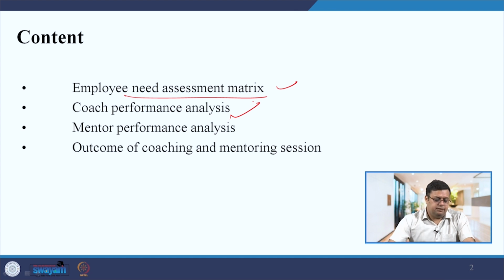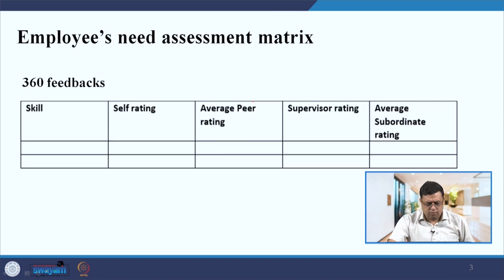And the next important thing we should understand is the outcomes of coaching and mentoring sessions. If somebody is giving coaching to an individual, what are the outcomes, and likewise for mentoring? How should the analysis of these coaching and mentoring outcomes be done? These are the four things we will learn in this session. So, let us start with the employee need assessment matrix.